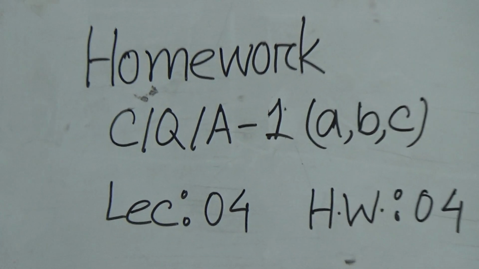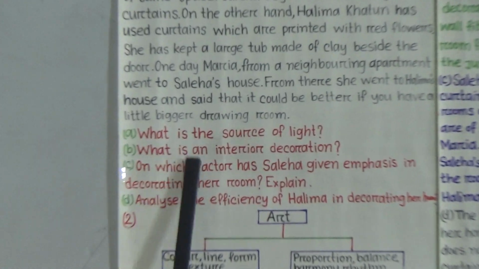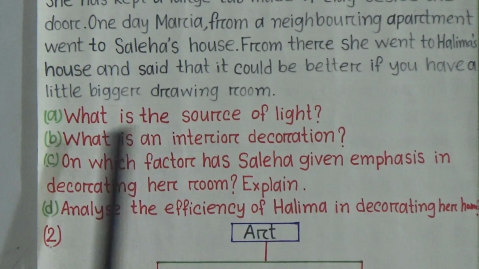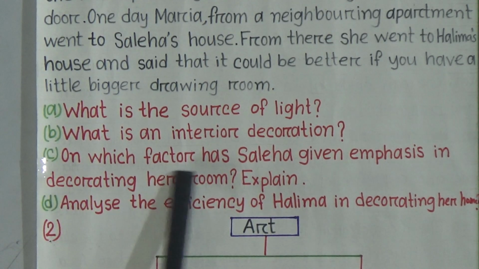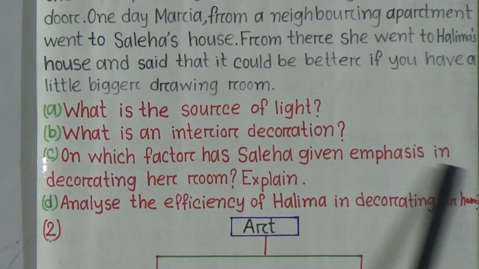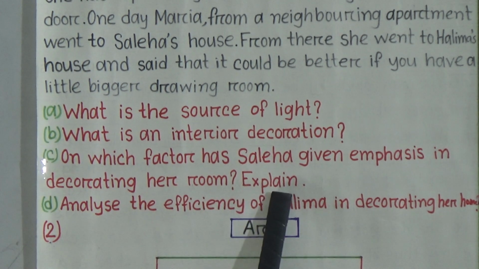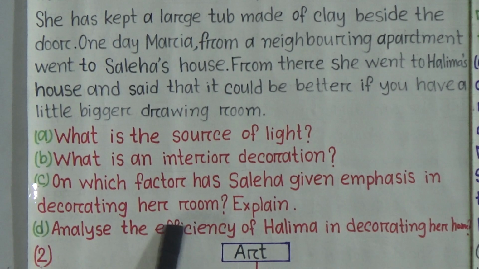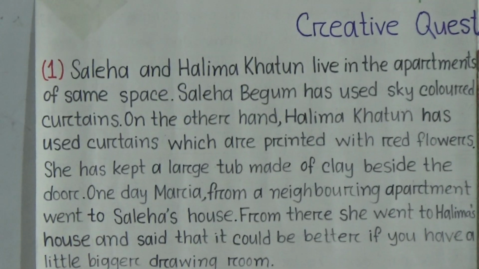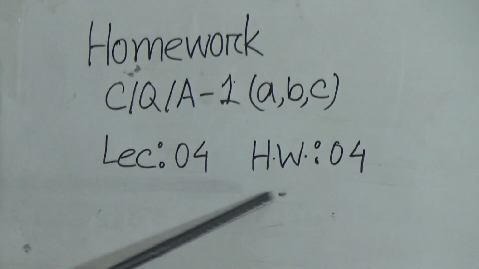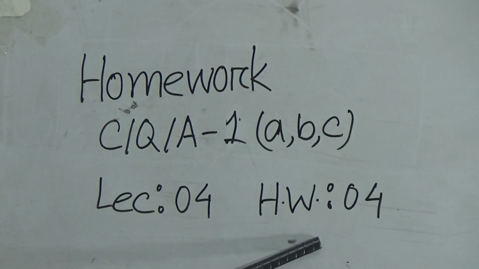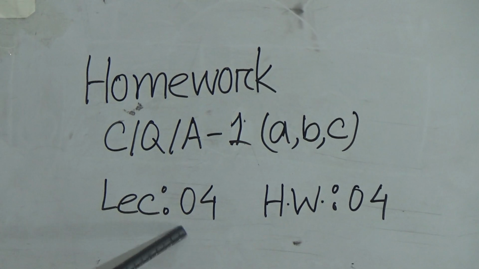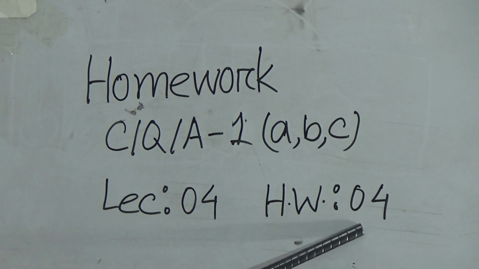Number A, what is the source of light? Number B, what is interior decoration? Number C, on which factor has Saleha given emphasis in decorating her room? Explain. Students, with the help of your previous class, lecture 3, you can do your homework. And don't forget to write the lecture number and homework number at the top corner of your copy. Our lecture number is 4 and homework number is also 4.